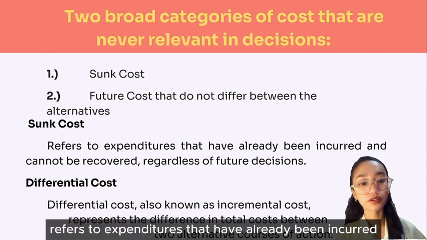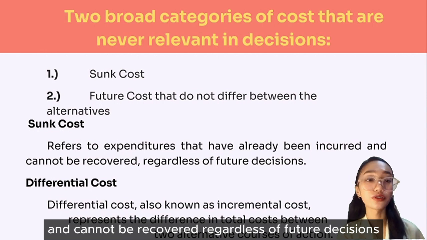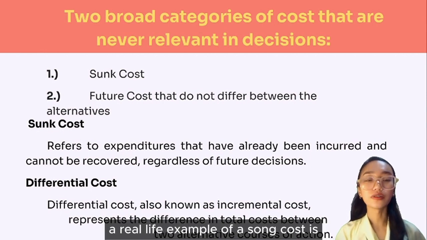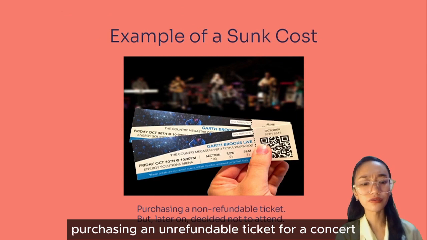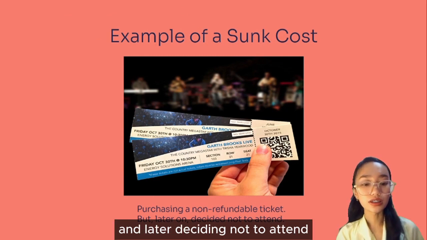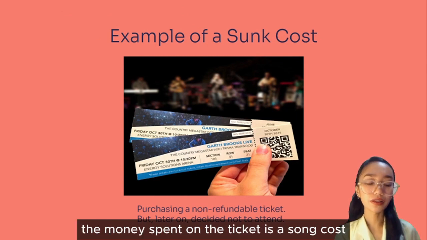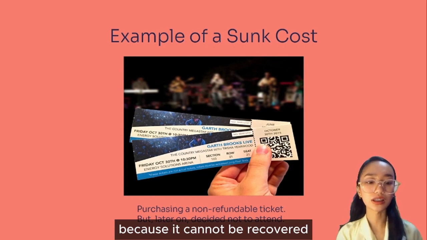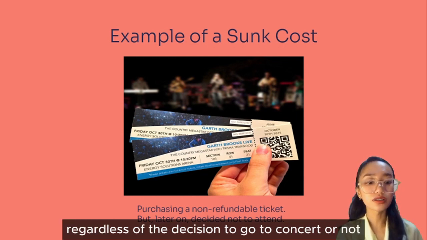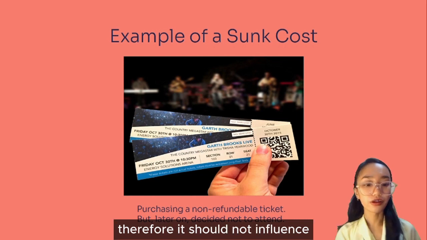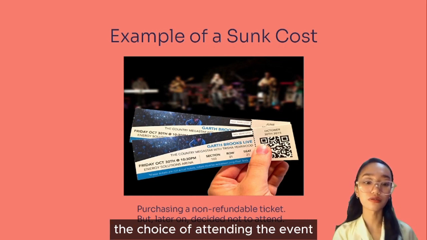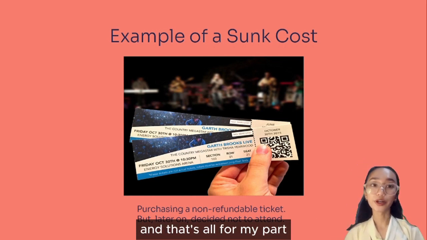Sunk cost refers to expenditures that have already been incurred and cannot be recovered regardless of future decisions. A real-life example of a sunk cost is purchasing a non-refundable ticket for a concert and later deciding not to attend. The money spent on the ticket is a sunk cost because it cannot be recovered regardless of the decision to go to the concert or not. Therefore, it should not influence the choice of attending the event. And that's all for my part.